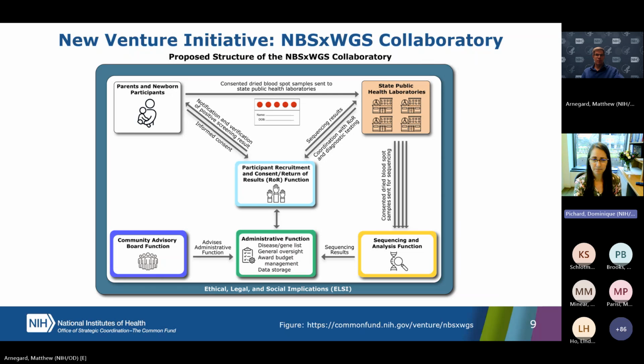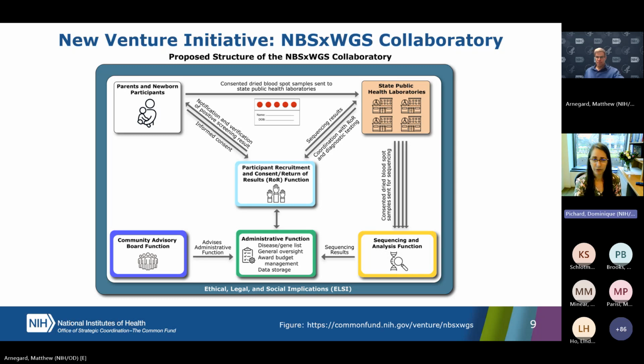So function 1, indicated in the bottom middle with the green outline, is the project administration function, also called the central coordination core, which will be led by the prime recipient. This function will provide general oversight of the collaboratory, keep track of budget spending and project milestones, manage meetings and communications, receive variant calls from the sequence and analysis function core, use those derived data to assess whether participating newborns are screened positive or negative, and provide general coordination across the study, including coordinating among the 5 to 10 participating state public health labs.